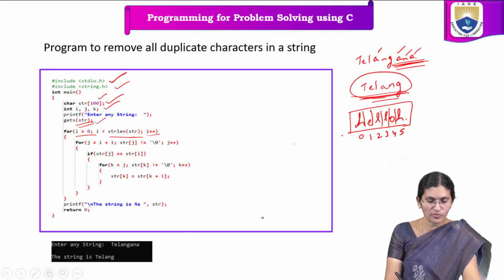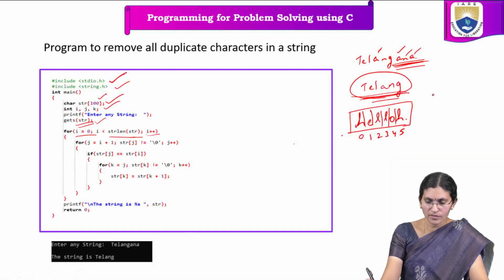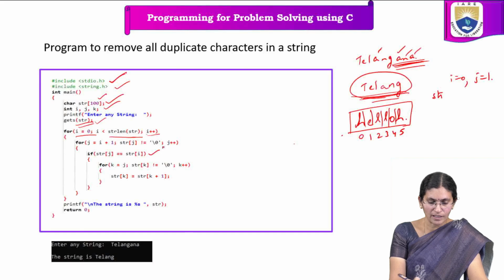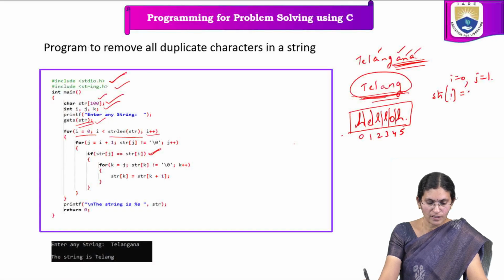Suppose this is the string which we are entering. For i is equal to 0, that is the first one, j is equal to 1. So i is 0, j is equal to 1. It will enter this loop and check this condition: str of j, that is str of 1, is equal to str of 0.